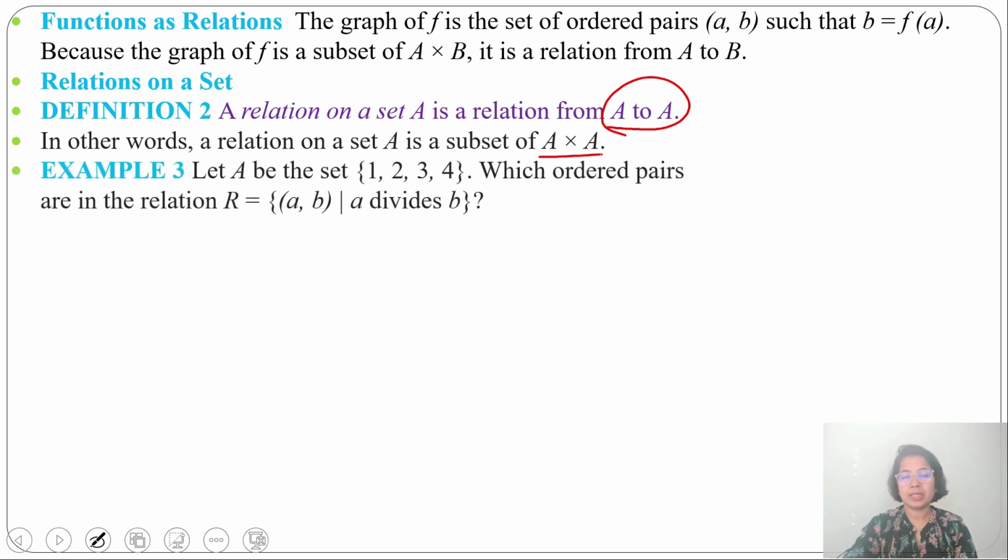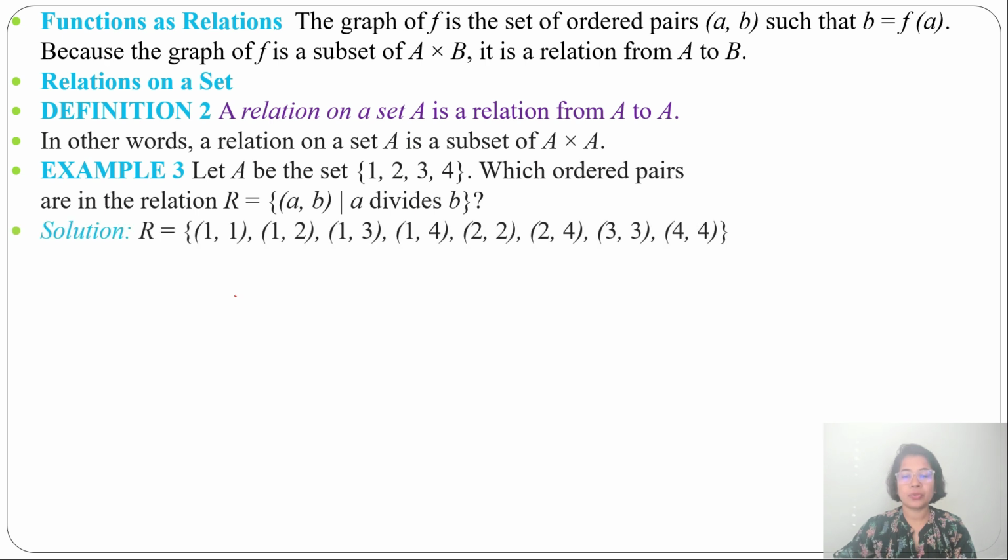So example 3, let A be a set {1, 2, 3, 4}. Which ordered pairs are in the relation R equals to a divides b? So here the relation is a divides b. Now I need to find the ordered pairs where a divides b from this set A. So 1 divides 1, 1 divides 2, 1 divides 3, 1 divides 4. So 1 will be related with all of 1, 2, 3, 4.